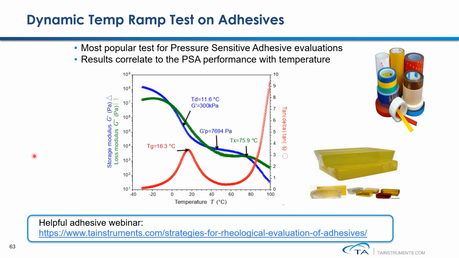In addition to measuring transition temperatures, this temperature ramp experiment also provides information on the sample's modulus. The rubbery plateau modulus, G', measured at the application temperature is used to evaluate the cohesive and adhesive strength of this adhesive material. If anyone is interested in learning more about how rheology can help the adhesive industry, we have a very helpful webinar on this topic on our website. You're welcome to log on to the TA Instruments website and take this free webinar.